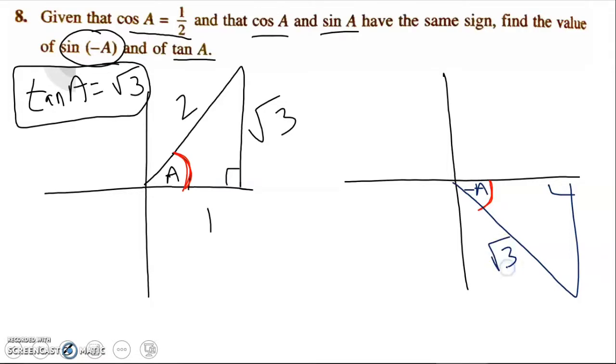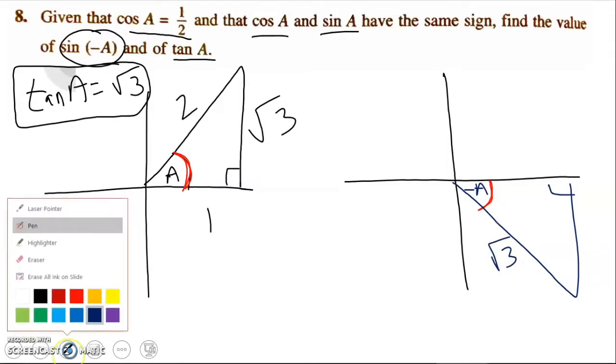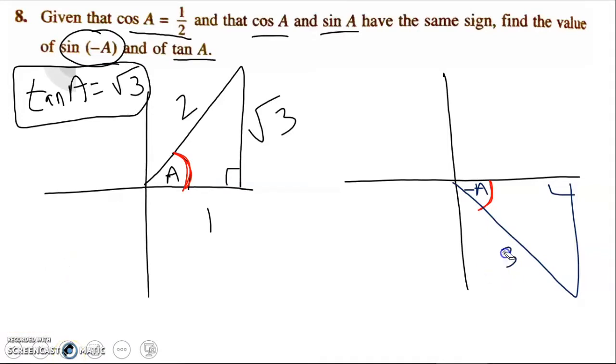You have square root of 3. Sorry, that's not square root of 3. That's 2. So 2. I have square root of 3, and then 1. Okay, remind yourself, this actually should be a negative now, because it goes down on your y-axis. So if you're asking what sine negative A is, that will be, again, opposite over hypotenuse. That's negative square root of 3 over 2.